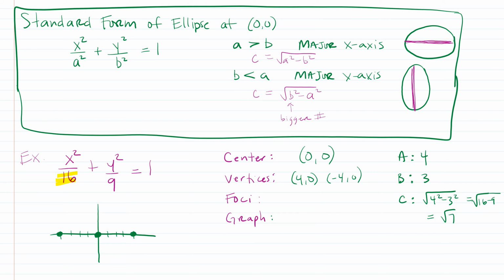The b value represents the minor axis point. So I'm going to go 1, 2, 3 and 1, 2, 3 here. And so those are our minor axis vertices, which are important for the graph, but not actually on this list of things that are needed. So we can go ahead and graph this.